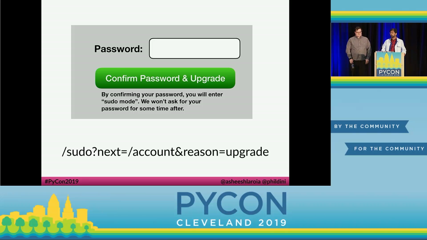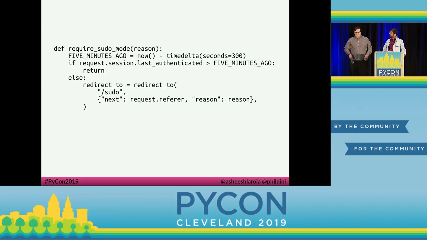Here's some quick pseudocode for sudo mode. I'm skipping some decorator magic here. And I'm assuming you have a session system. Django's works fine. And here's how it goes. You check when the user was last authenticated. And if it's in the right amount of time, you let it happen. And otherwise, you redirect them.